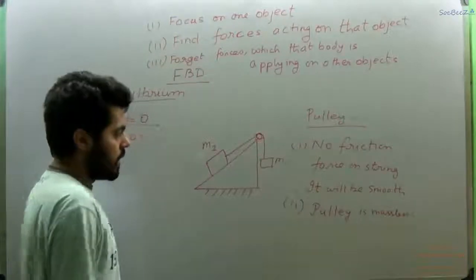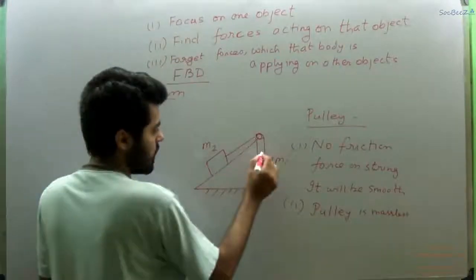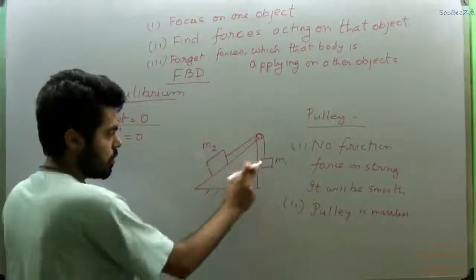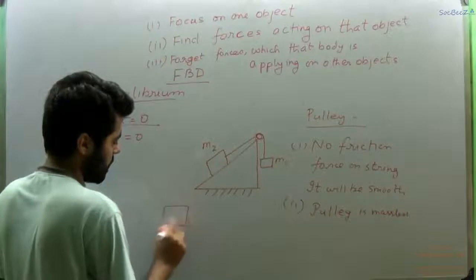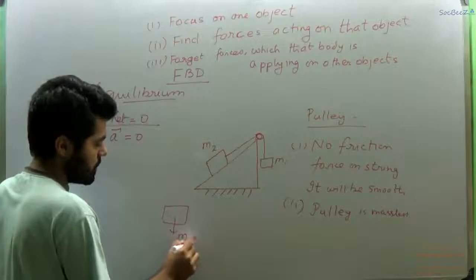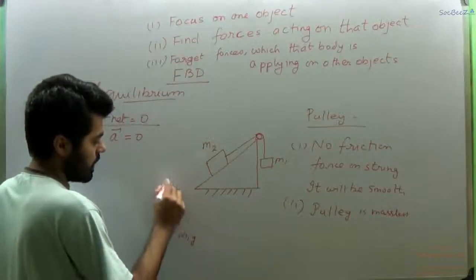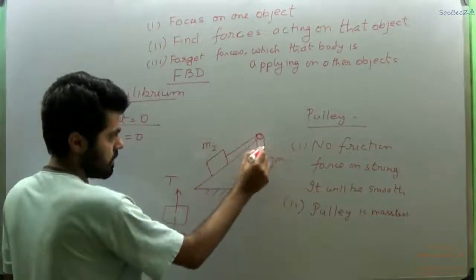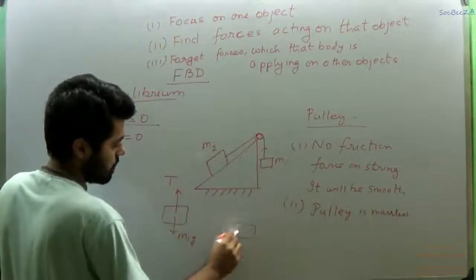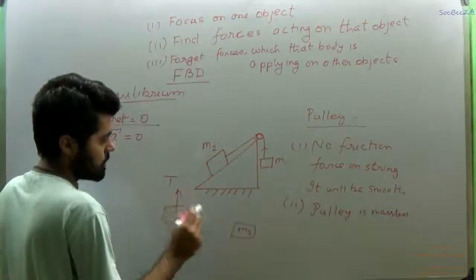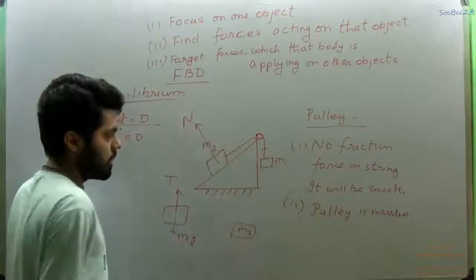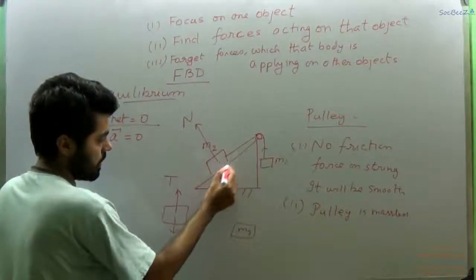As we discussed when we were discussing tension, on this object M1 and this object M2, first focus on one object, M1. What are the forces acting on it? Definitely gravity, M1g. Tension away from the object, this is the tension. For object M2, what are the forces? The forces are the normal force applied from the base.